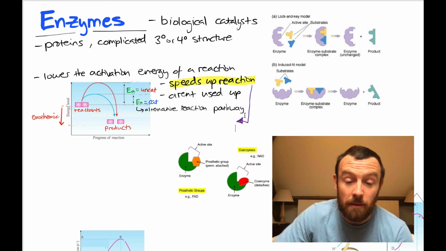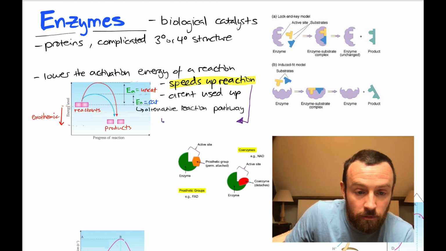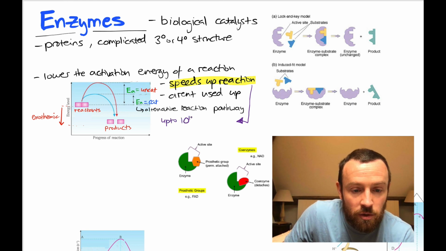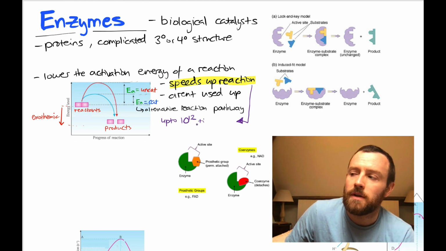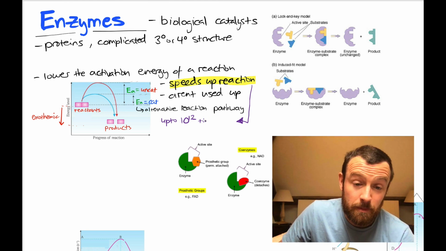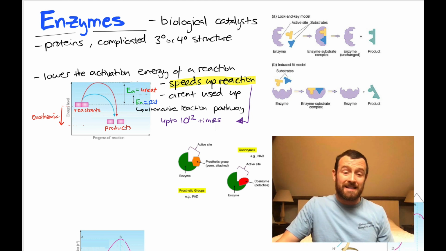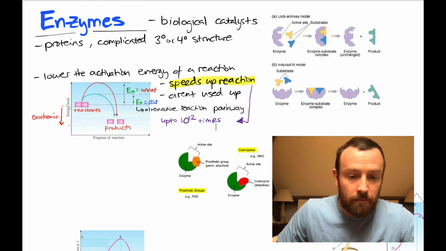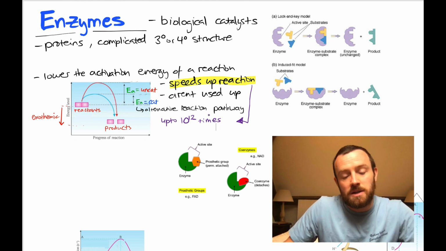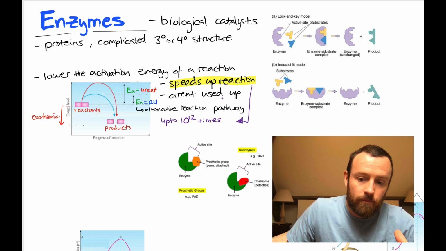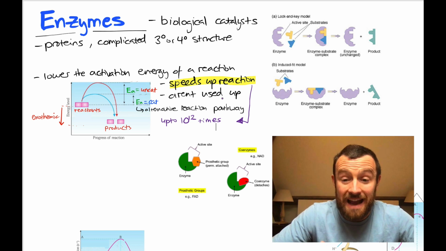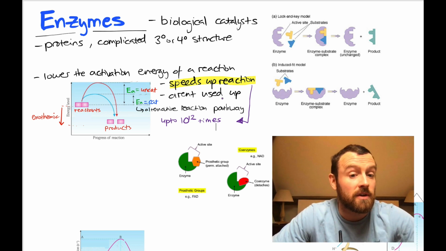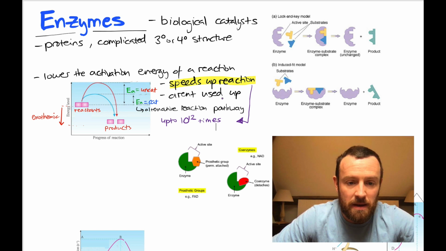Okay, so how much do they speed up the reaction? They can speed up a reaction up to 10 to the 12 times. Is that a billion? No, that's more than a billion. That's a trillion. 10 to the 9 is a billion, 10 to the 12 is a trillion. So they can speed up the rate of reaction up to 1 trillion times, all whilst working at normal temperatures and pressures. So basically, most chemical reactions in a living thing are catalyzed by enzymes. Almost all of them, we need enzymes to make these reactions happen fast enough to support life. So they are really, really effective at speeding up reactions.